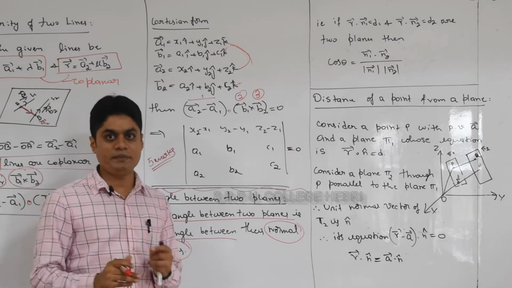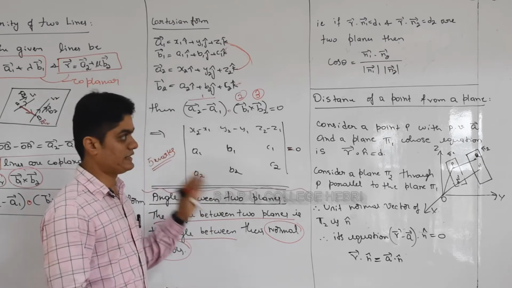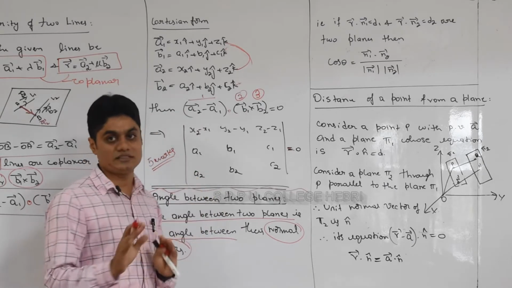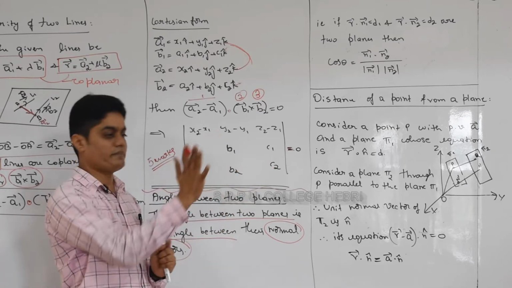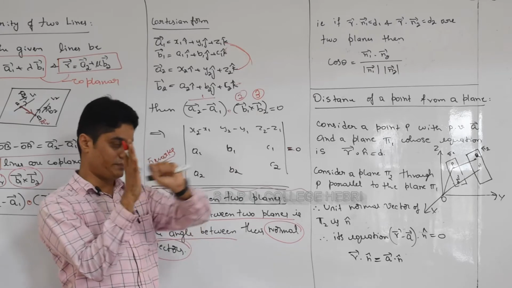See, for every plane you can determine the normal vector. For example, this wall will be considered as one plane. If I keep another, my hand like this, I consider another plane. From here one vector comes, from here one perpendicular vector comes.